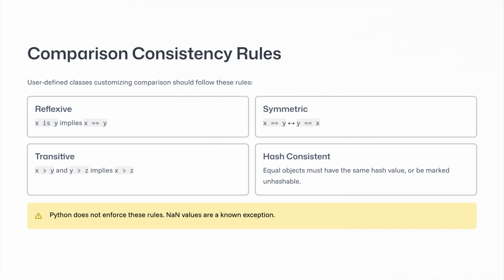Python does not enforce these rules. NaN values are a known exception. They violate reflexivity. The functools.total_ordering decorator can help. Define dunder eq and one ordering method, and it fills in the rest.